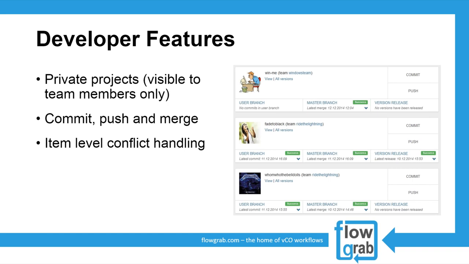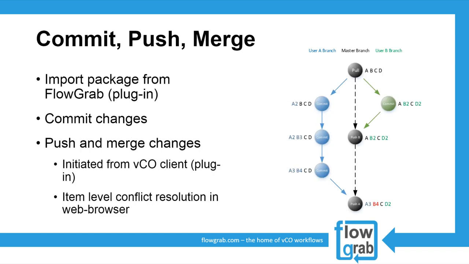For developers, it allows adopting common development practices. It allows having user branches. Each developer has their own branch, and they can commit their changes to their own branch, and then they can push their branch content to the master branch and merge it together with other developers' branches. And of course, when multiple developers are committing and pushing their work there, conflicts occur because sometimes people change the same content in multiple vRealize instances. Then FlowGrab provides you an item level conflict handling mechanism, allowing you to merge those changes together correctly.